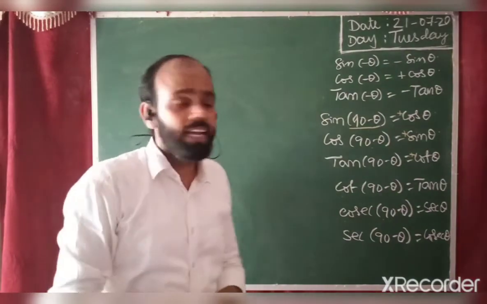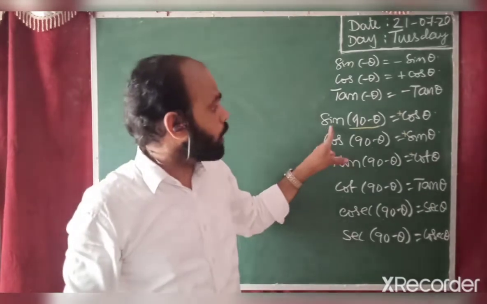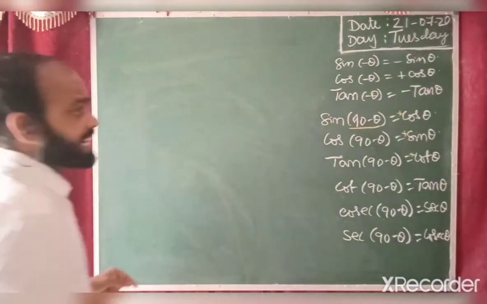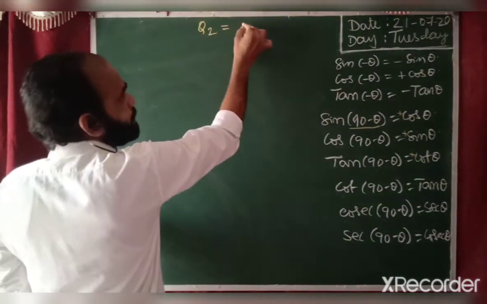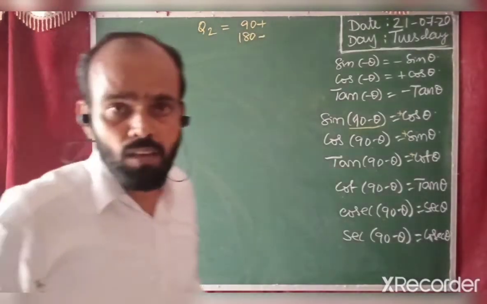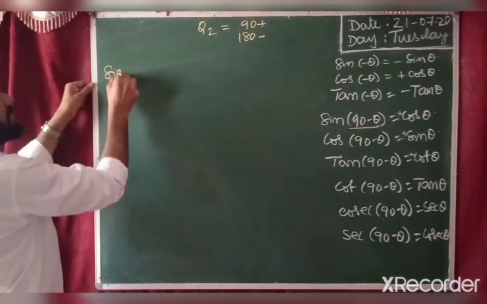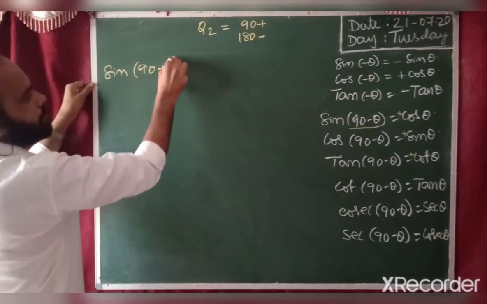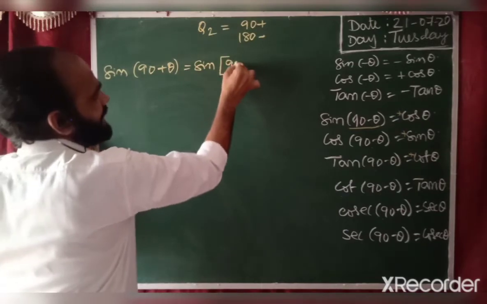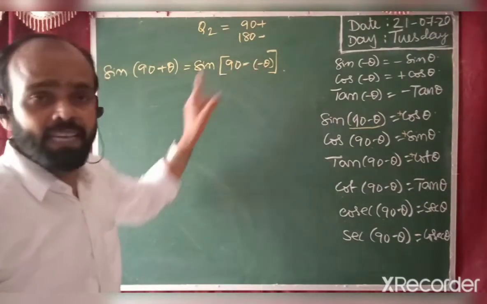Now, for the first quadrant we have discussed the nature of all the 6 trigonometric ratios, that means how the ratio and the sign will be changing. Now let us come to the second quadrant. Quadrant 2 is nothing but either 90 plus or 180 minus. Now let us go for 90 plus angles first. Sine of 90 plus theta, very simple. This is to be written as sine of 90 minus of minus theta, because we know that minus of minus is plus.